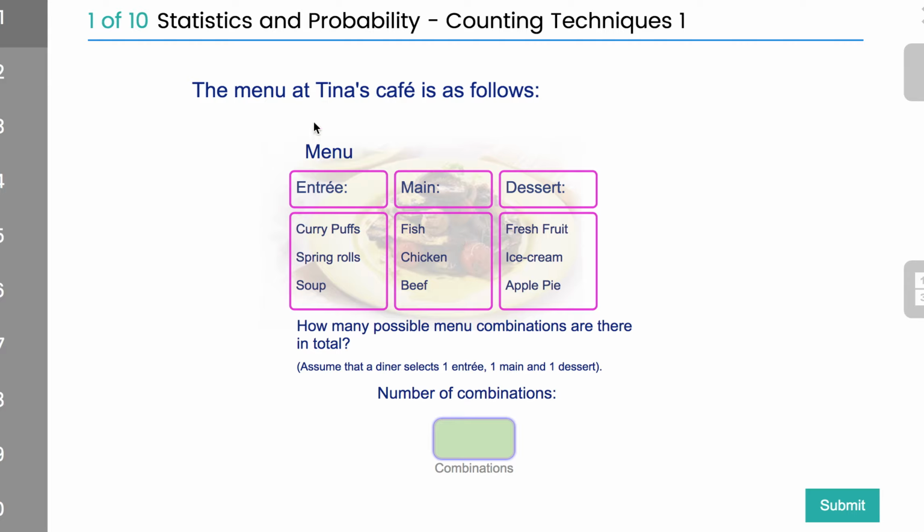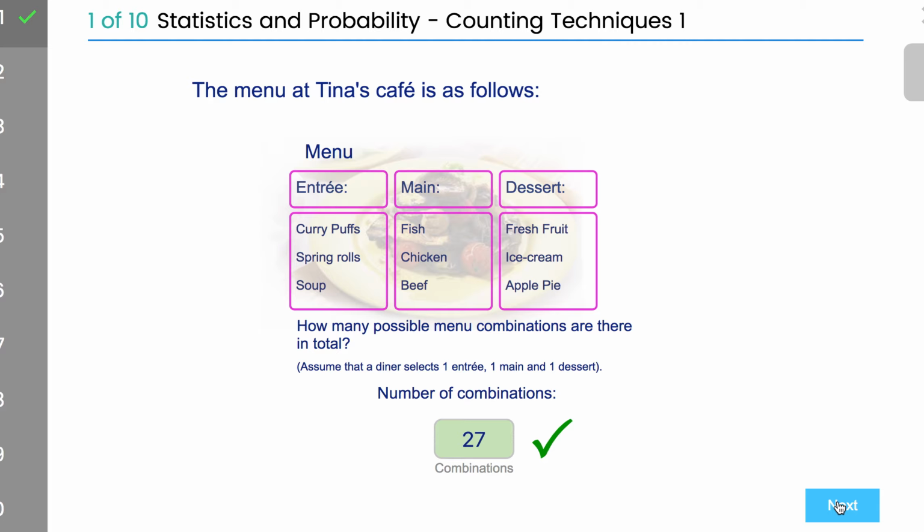Now you can choose to have any one of those 9 with another 3 different options of dessert. So you could have 9 that went with fresh fruit, 9 that went with ice cream, or 9 that went with apple pie. So that's another times 3, isn't it? 3 times 3 is 9, times another 3 is 27. And that gives us our number of possible combinations. So the thing to remember in statistics is when working out how many possible combinations there are, you just multiply them together. 3 times 3 times the other 3.